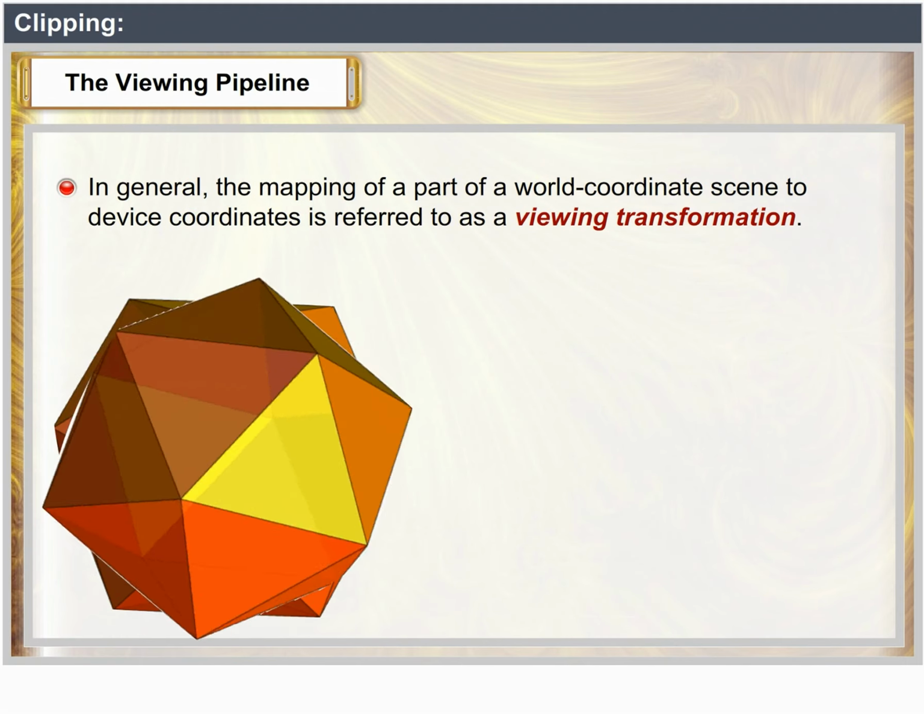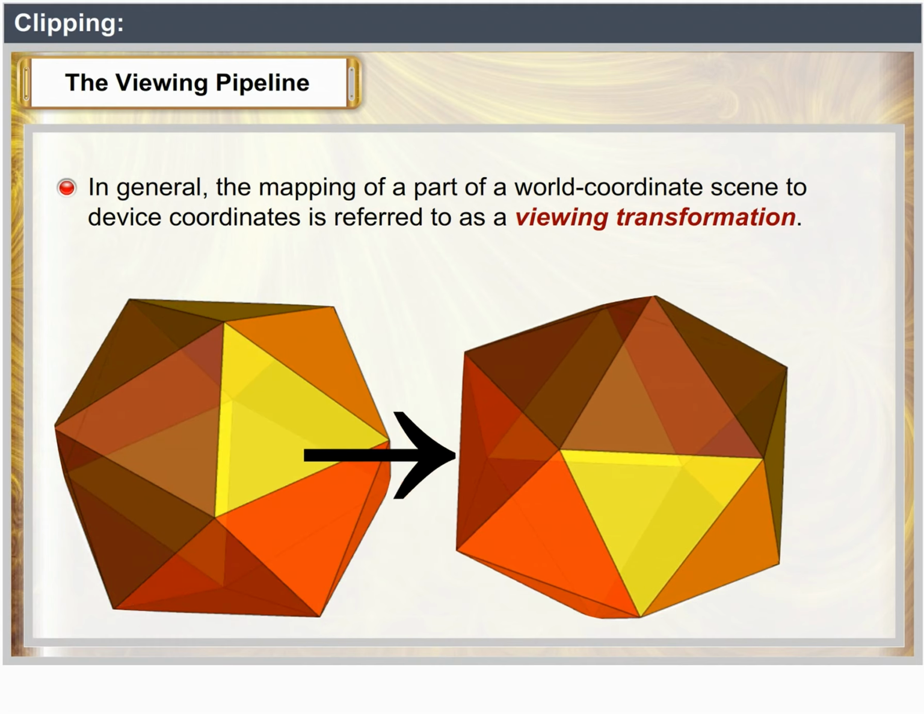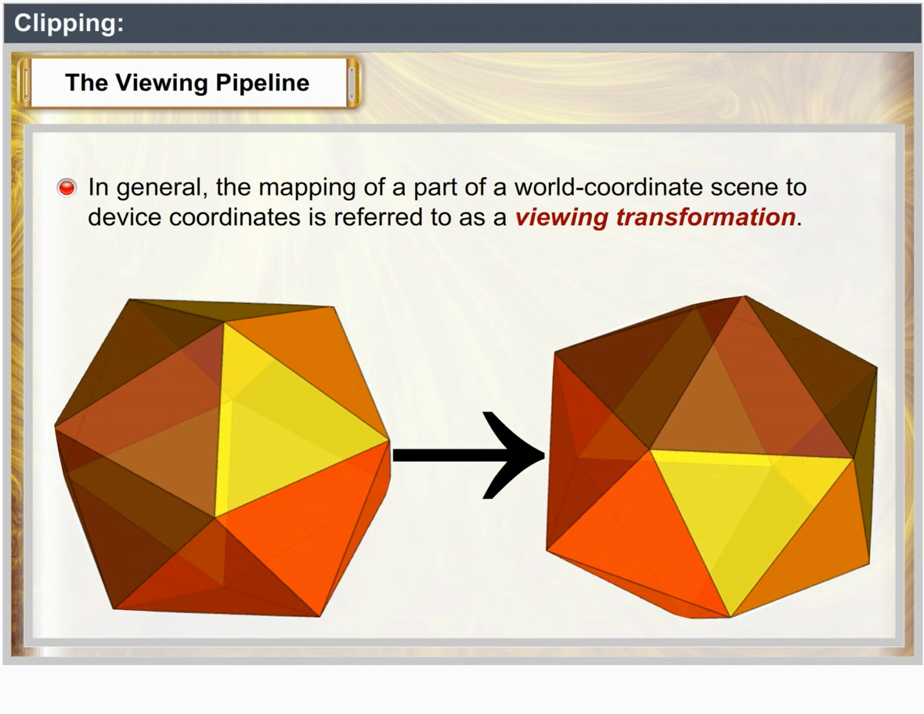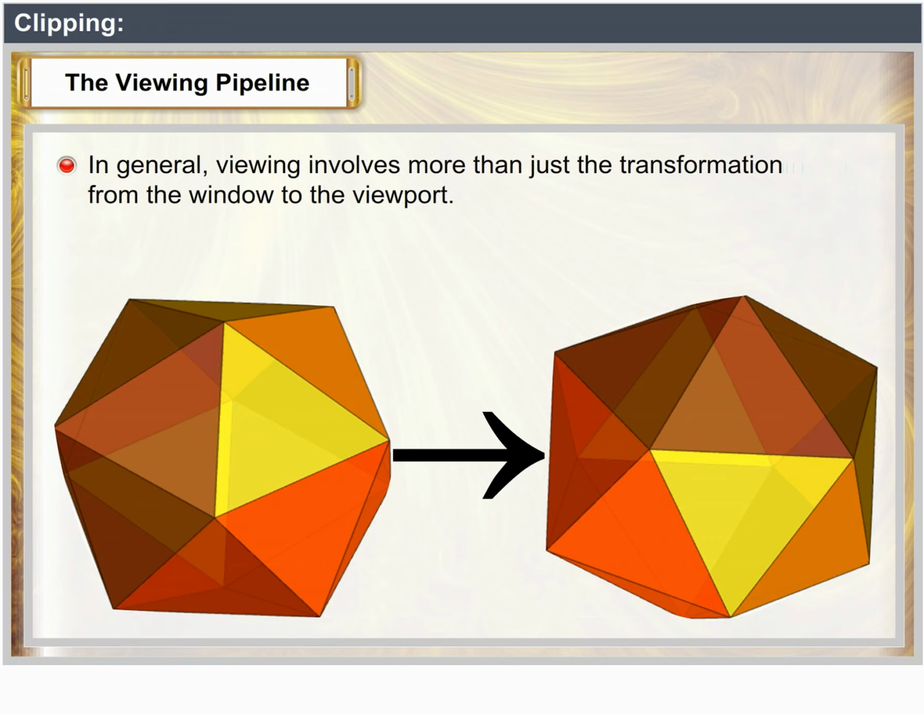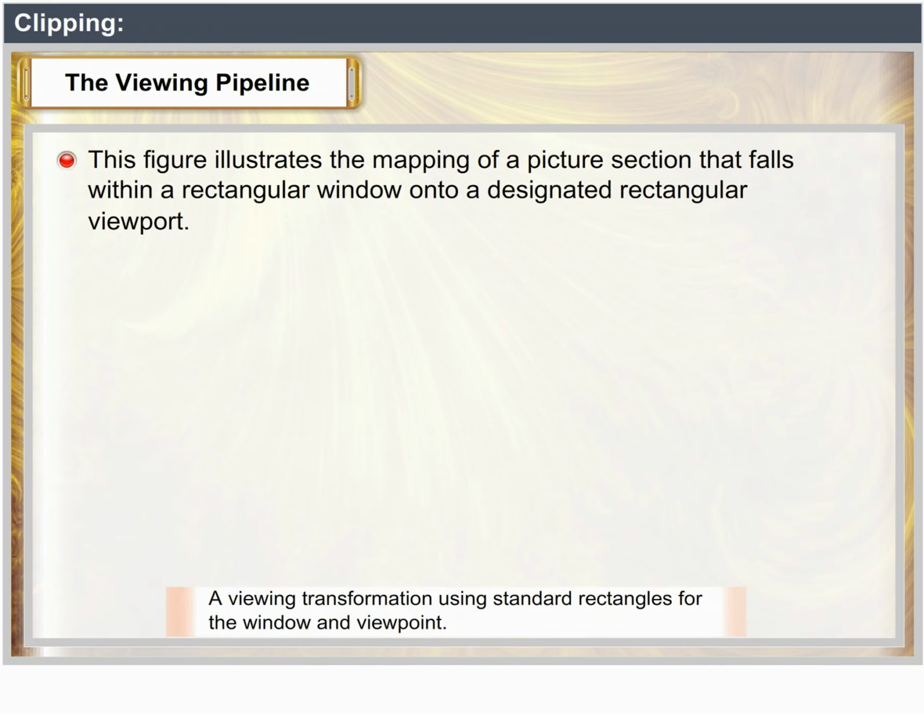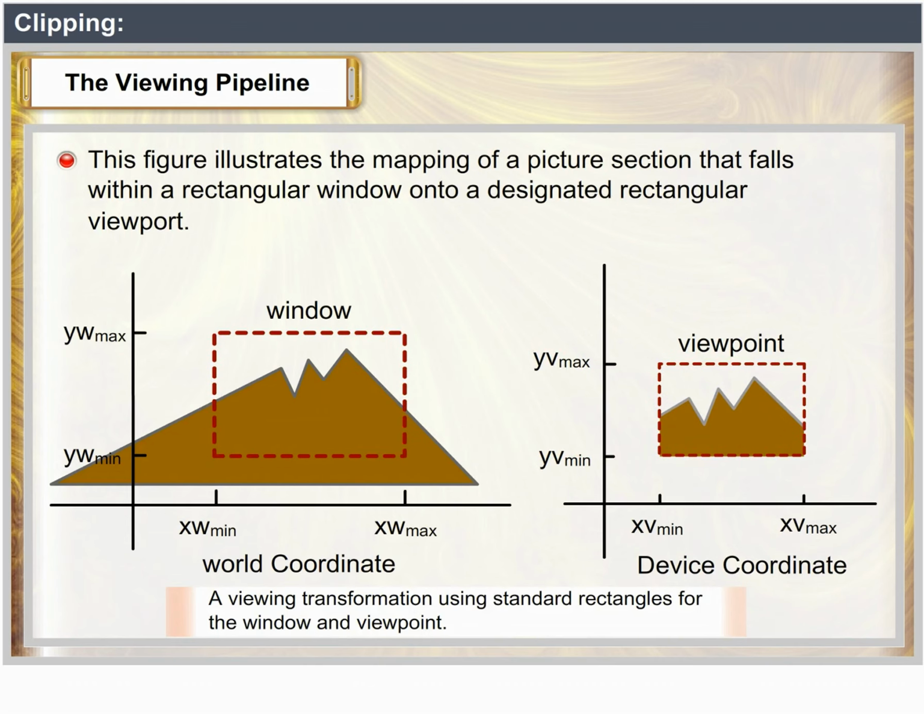In general, the mapping of a part of a world coordinate scene to device coordinates is referred to as a viewing transformation. Sometimes the two-dimensional viewing transformation is simply referred to as the window-to-viewport transformation or the windowing transformation. But in general, viewing involves more than just the transformation from the window to the viewport. This figure illustrates the mapping of a picture section that falls within a rectangular window onto a designated rectangular viewport. A viewing transformation using standard rectangles for the window and viewport.